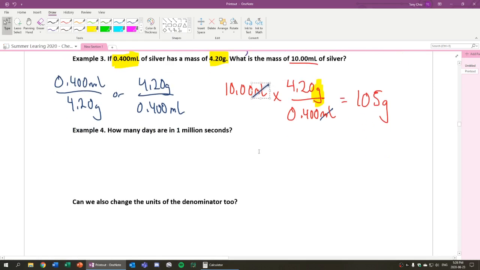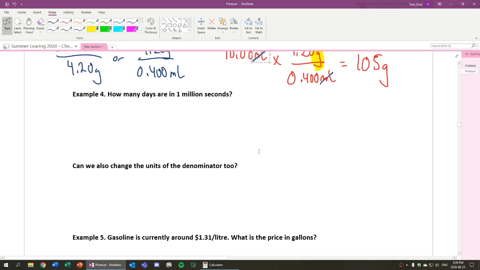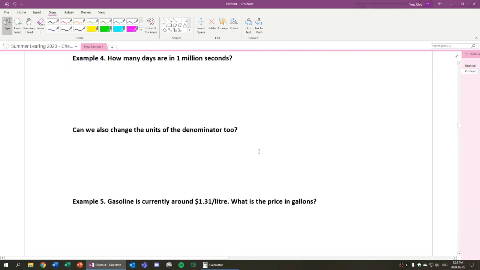What if I want to find how many days are a million seconds? Okay. This one requires you to have a few other conversions in mind. Because you know how many seconds there are in a minute, you know how many minutes there are in an hour, and you know how many hours are in a day, but you probably don't have how many seconds there are per day. So you could do multiple conversions, in this case, to cancel out.